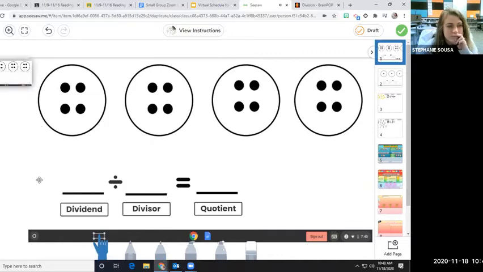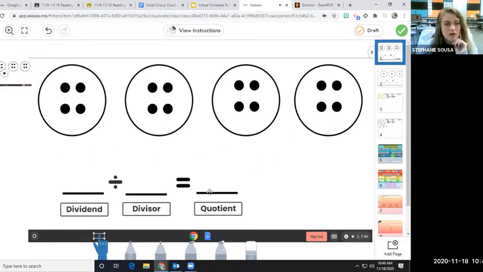On slides 1 and 2, you're going to be given a set of groups. You're going to come up with the division sentence that goes with that set of groups. Remember, you start with the total number of items, or in this case, dots, and then you divide that by the number of groups that you have. And the quotient is how many ends up in each group.